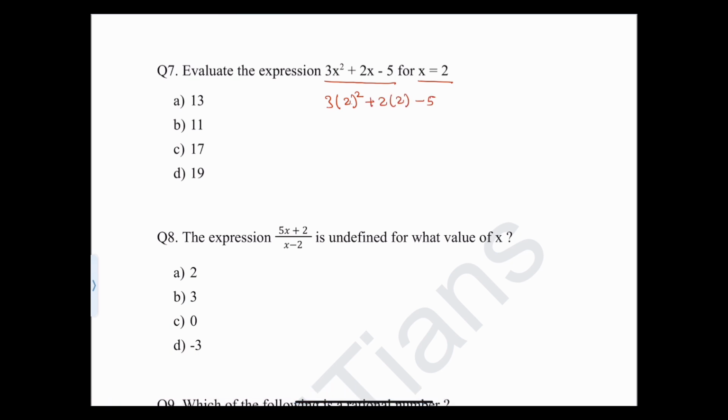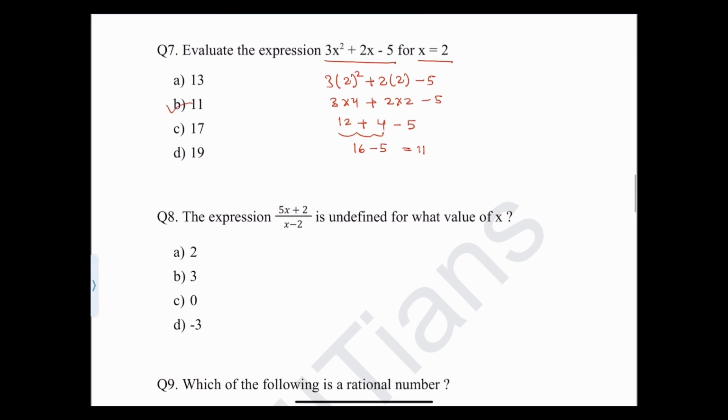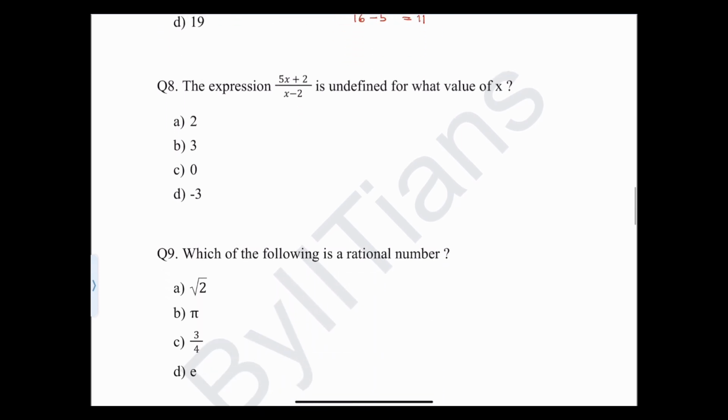Okay, so what's 2 squared? 2 squared is 4, so it ultimately becomes 3 times 4 plus 2 multiplied by 2 minus 5. 3 times 4 is 12, plus 2 multiplied by 2 is 4, and there is minus 5. 12 plus 4 is 16, minus 5 gives you 11. So option B is the correct option over here.